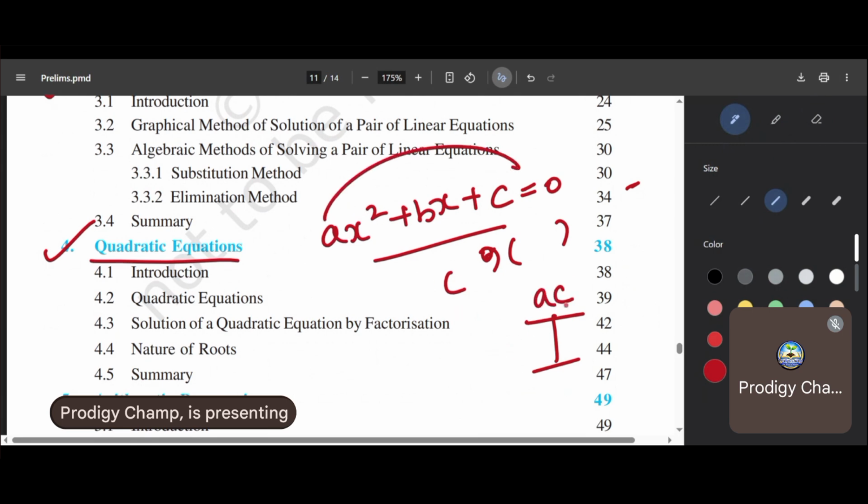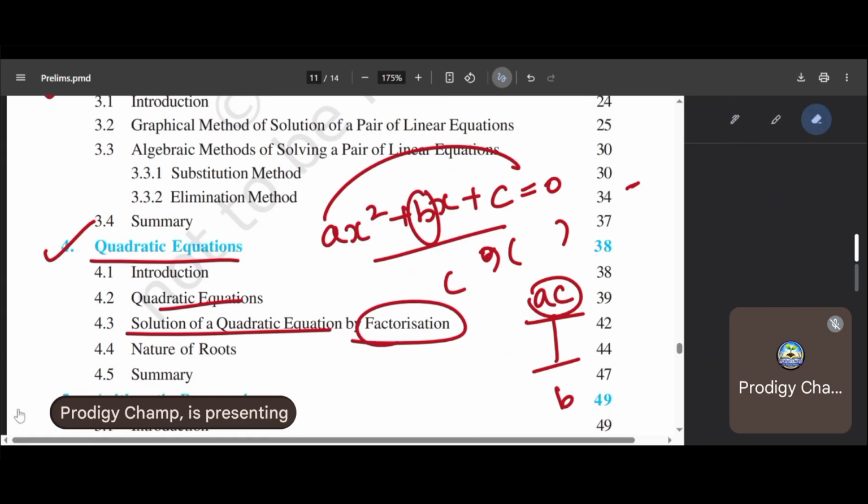So if I multiply, I should get a and c. If I add, I should get the b value. Got it? So the splitting the middle term method is for solving a quadratic equation with factorization. And also we have the quadratic formula. Got it? That you will learn later.